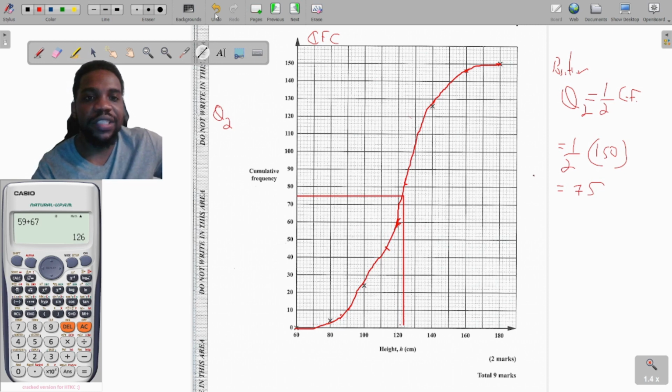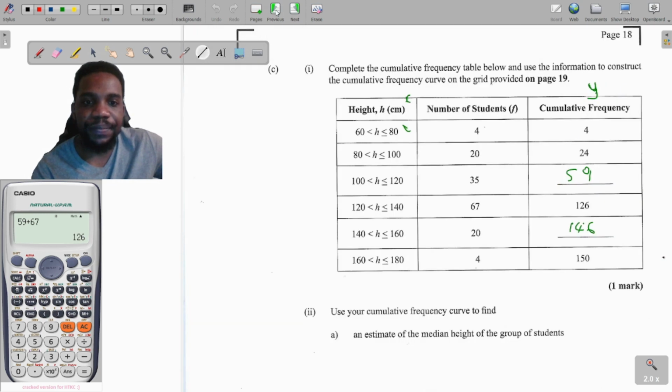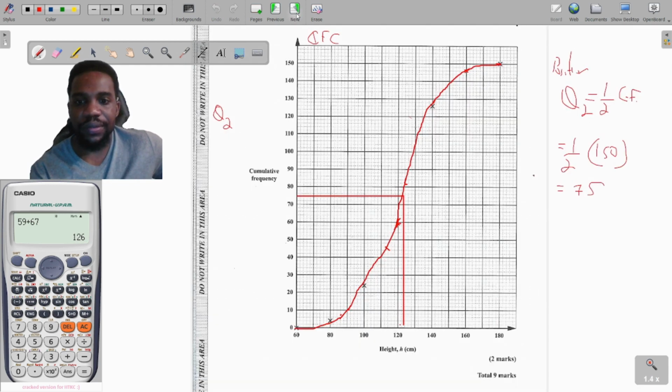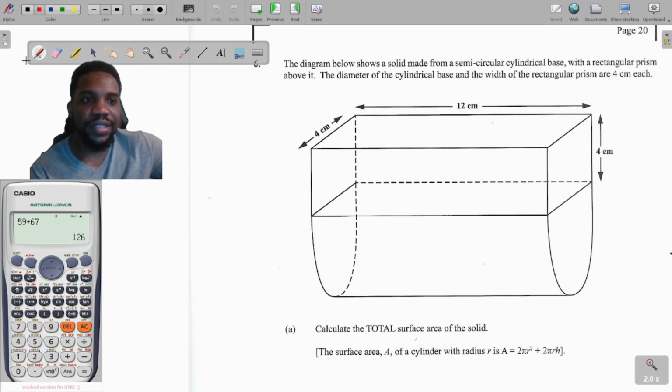And it's an approximation. So let me go back previously. So I can say that the median, which is Q2, is approximately 123 centimeters. Now remember that this is not a perfect value. It's an estimate. So depending on how you draw your curve, you might get a slightly different value. But that's okay. As long as you have your curve as smooth as possible, you're good to go. And that pretty much wraps up that question. All right, no reason we shouldn't get full marks on that.